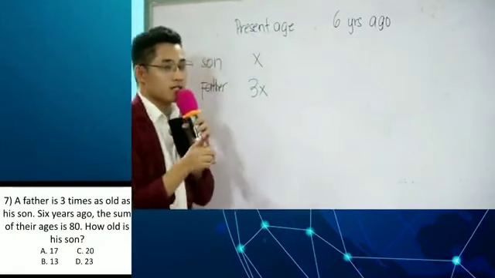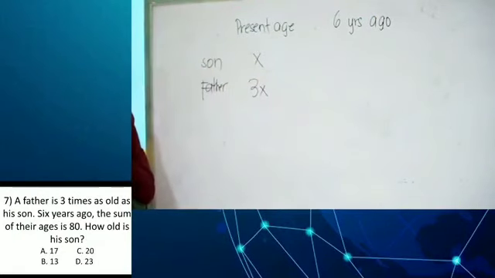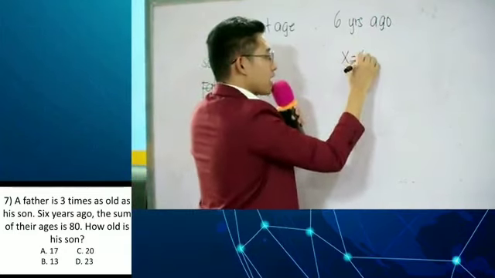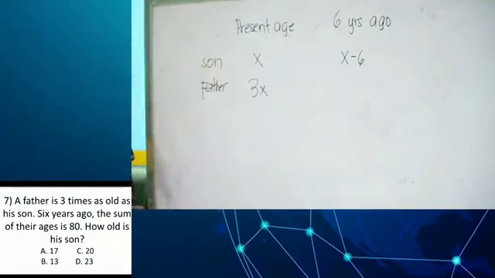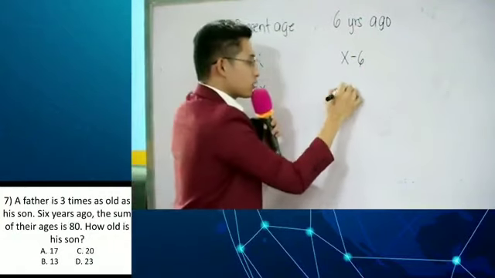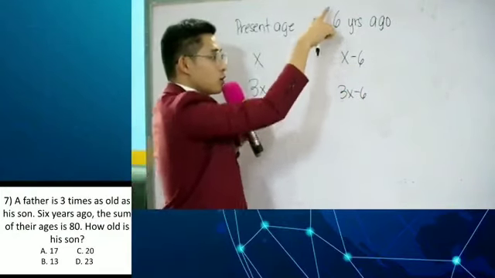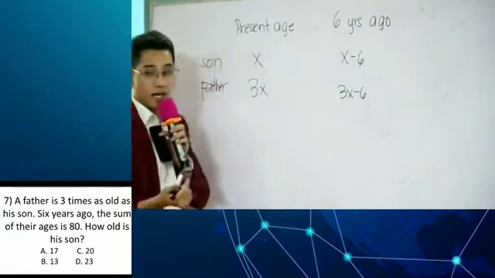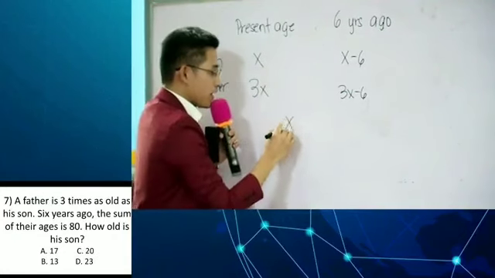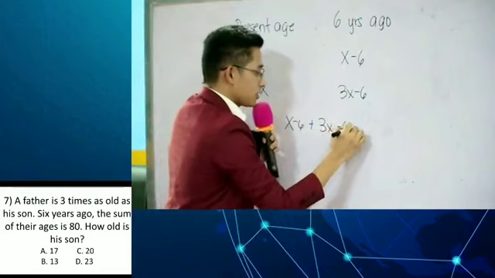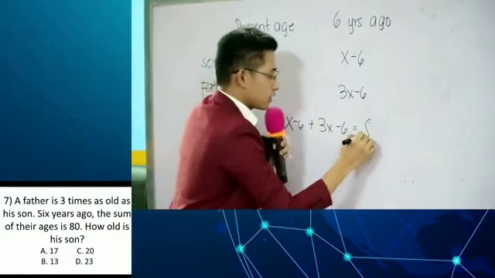Okay, pag 6 years ago, isipin mo, mababawasan ba yung age or madadagdagan? Mababawasan. So for this, it is x minus 6. Okay? So how about the father? Nabawasan ulit. So 3x minus 6. And sabi sa problem, 6 years ago, yung sum ng age nila is 80. So we have to add x minus 6 plus 3x minus 6 to get 80.